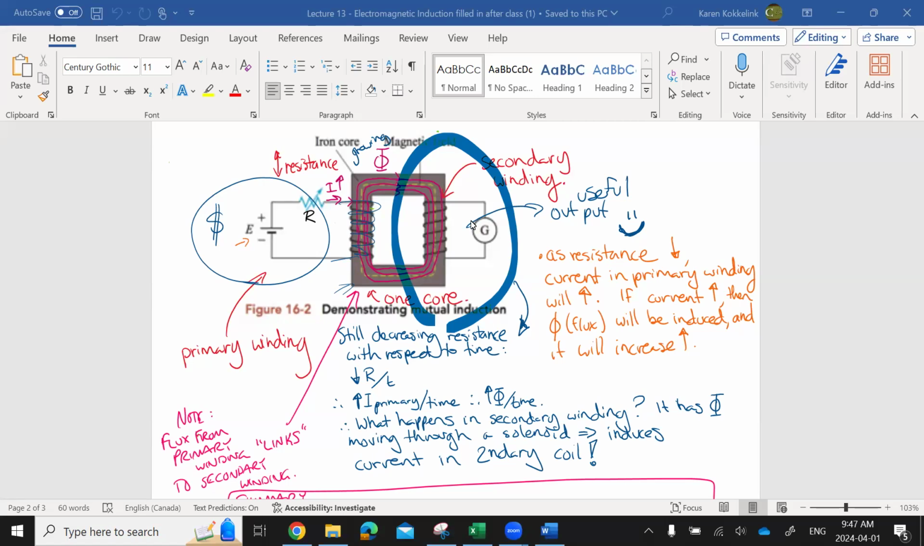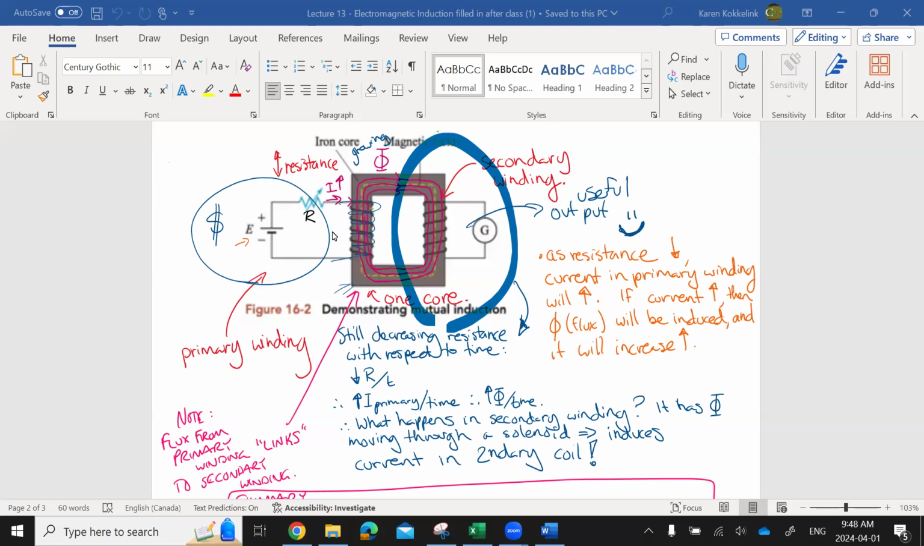Now let's talk about if we increase this resistance. If I increase the resistance in the primary winding, then I will be decreasing the current. If I decrease the current, it is a changing current. Faraday didn't care about current. Faraday cared about changes in current.